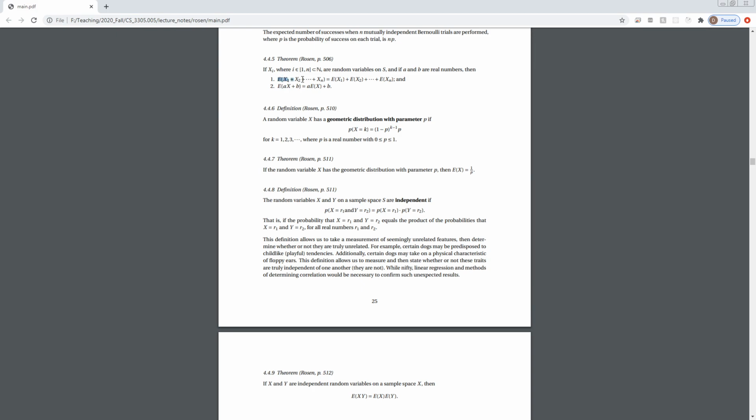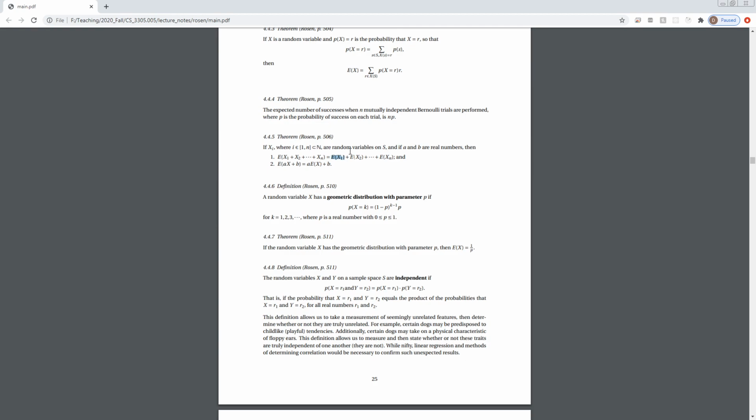Okay, this just shows that the expected values can be pulled out, right? So we can separate the expected value for x1 and x2 and xn.